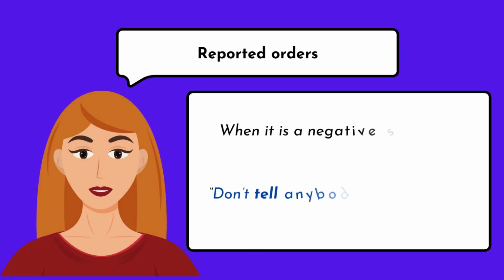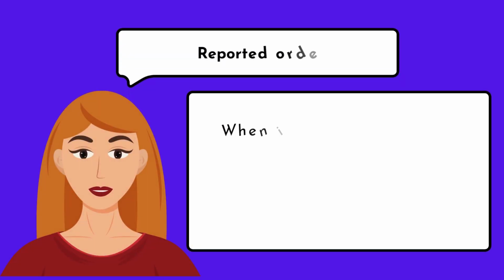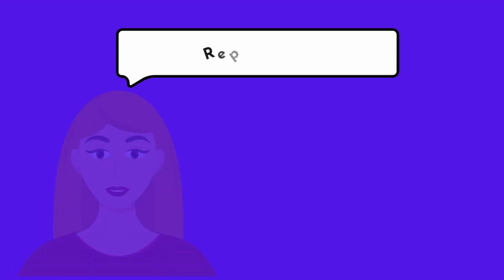Reported orders. When it is a negative sentence, we put not before to. Don't tell anybody. He begged me not to tell anybody.